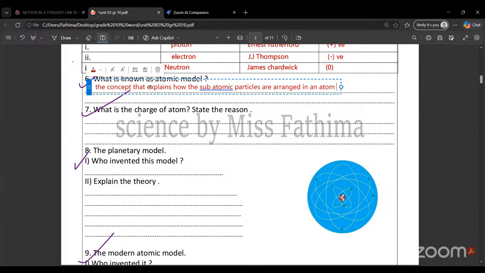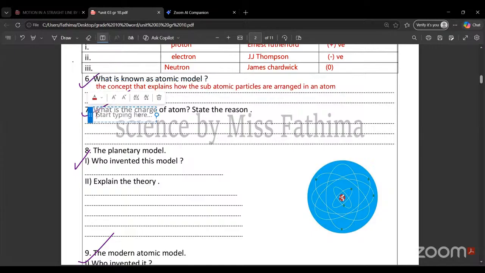Okay, right. What is the charge on an atom? As you know, children, they are electrically neutral. Why is that? Because the central nucleus is positively charged while the electrons revolve around it. So both charges are present in it. Therefore, they are electrically neutral. Right?